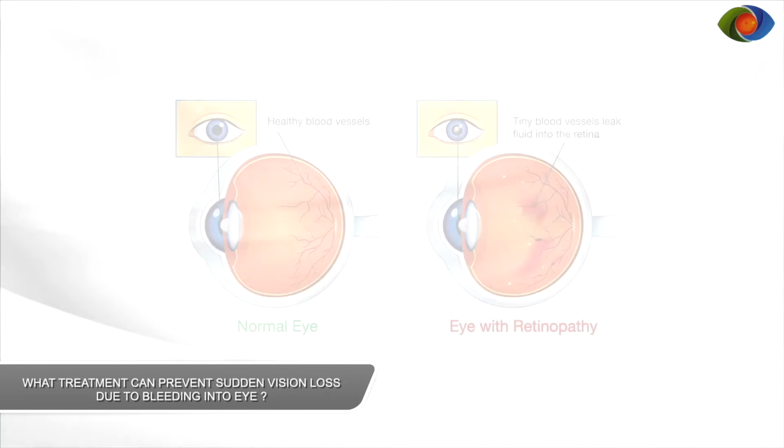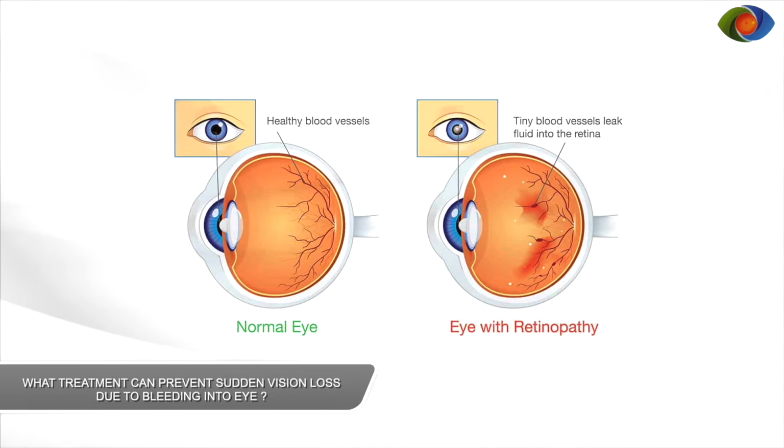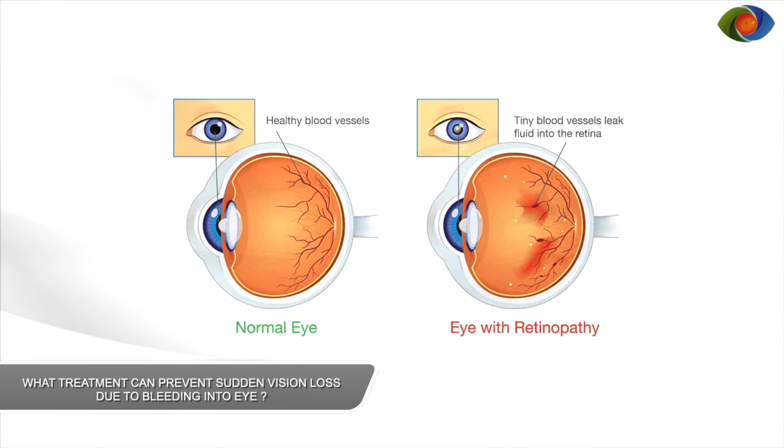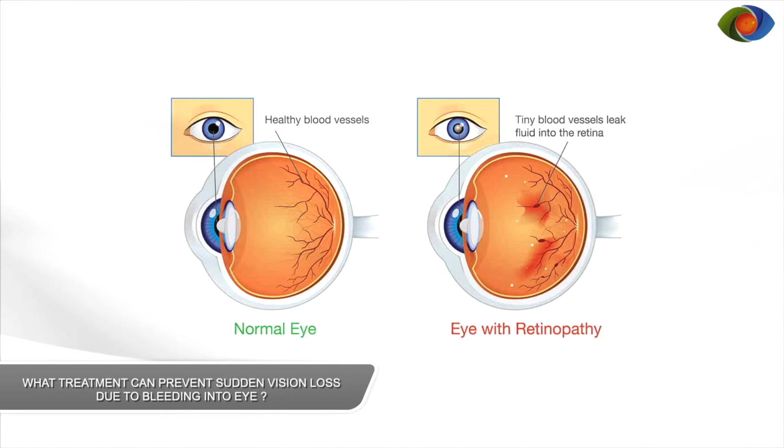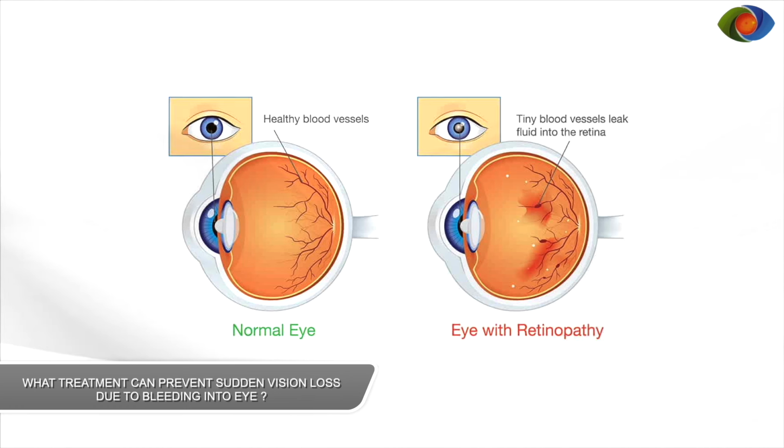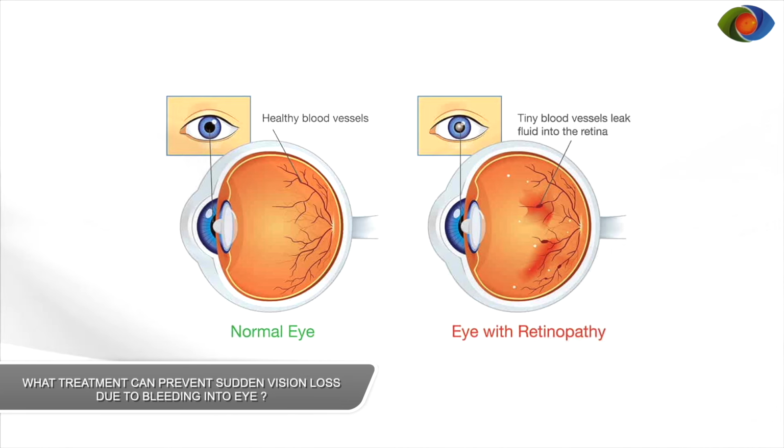So bleeding into the eye or vitreous or pre-retinal hemorrhage is the cause for sudden vision loss. Now, how does this bleeding occur? It occurs from the small new blood vessels that do not have the strength of normal blood vessels. These new blood vessels have come because of the ischemic state of your retina, and they then cause bleeding into the eye and cause sudden decrease in vision.